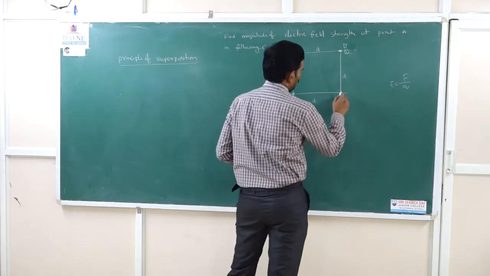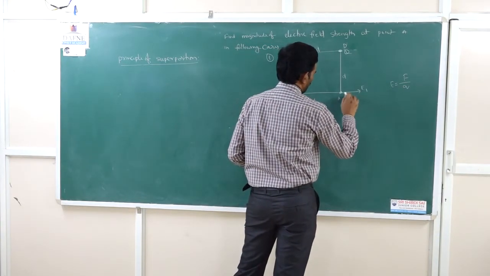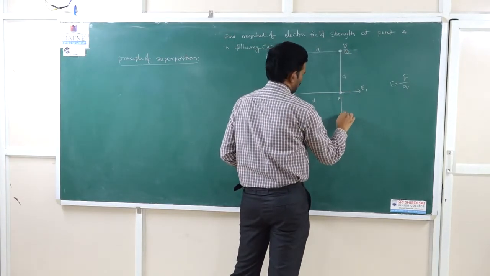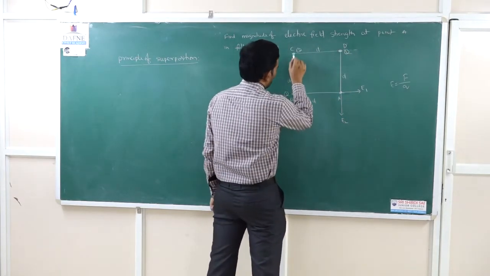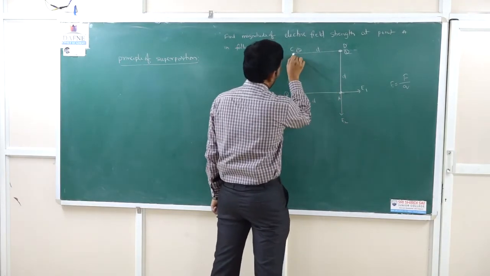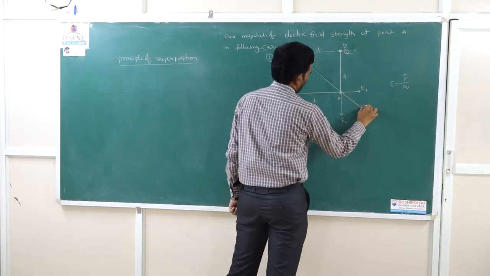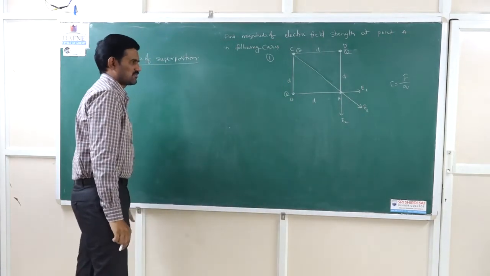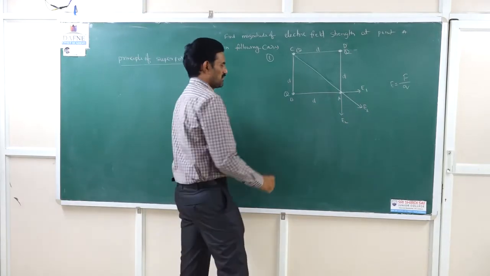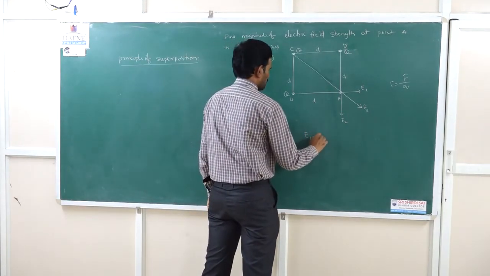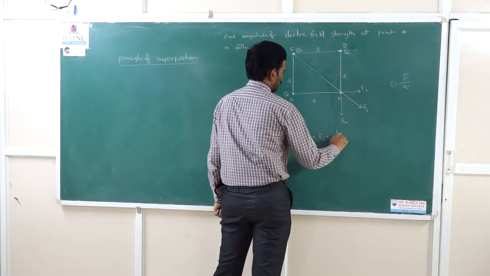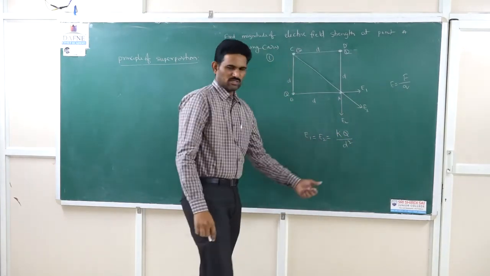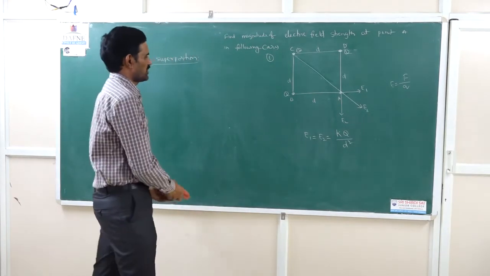So the electric field due to this B that I am taking as E1, so that is along this direction, and the electric field due to this D that I am taking as E2, and the electric field due to this C that I am taking as E3. So now let us first write their strengths. Electric field due to E1, E2 and E3, let us write here. So E1 is equal to E2, so I can write as KQ by D square. That is the point charge form, electric field strength due to a point charge.